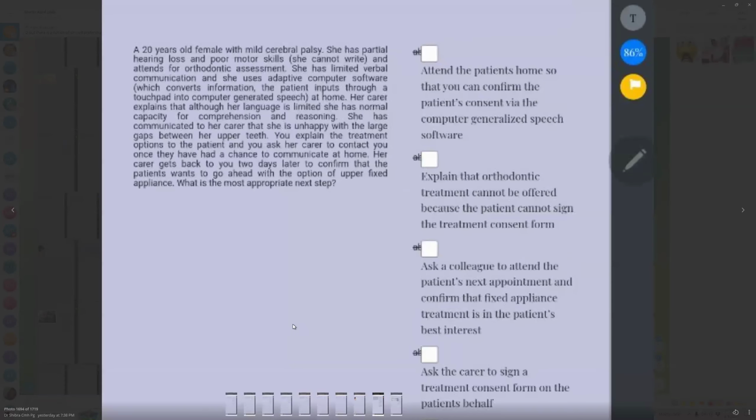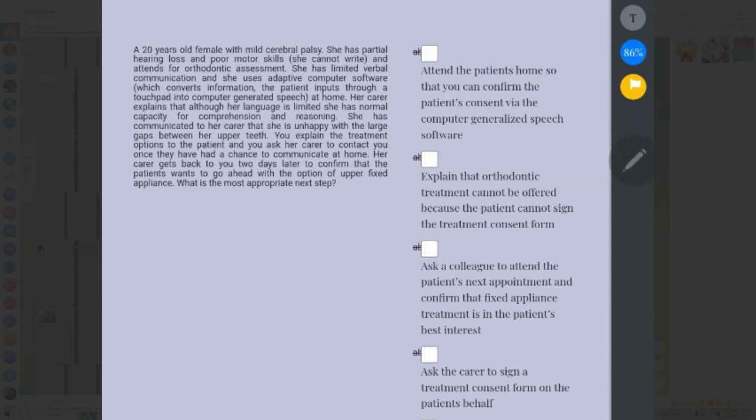A 20-year-old female with cerebral palsy. She has a partial hearing loss and poor motor skills. She cannot write and attends for orthodontic assessment. She has limited verbal communication and she uses adaptive computer software. Her carer explained that she also has a language limitation, so the patient will give the consent herself. Her carer gets back to you 2 days later to confirm that the patient wants to go ahead with the option of fixed appliances. What is the most appropriate next step?